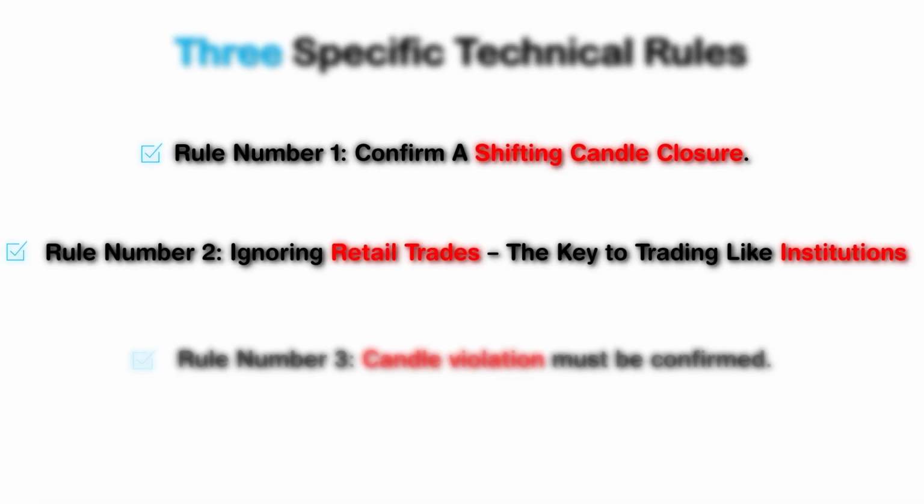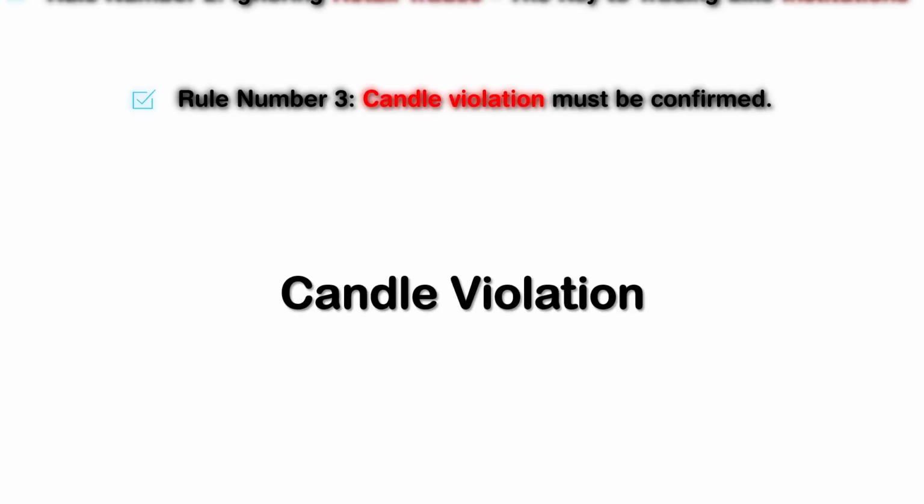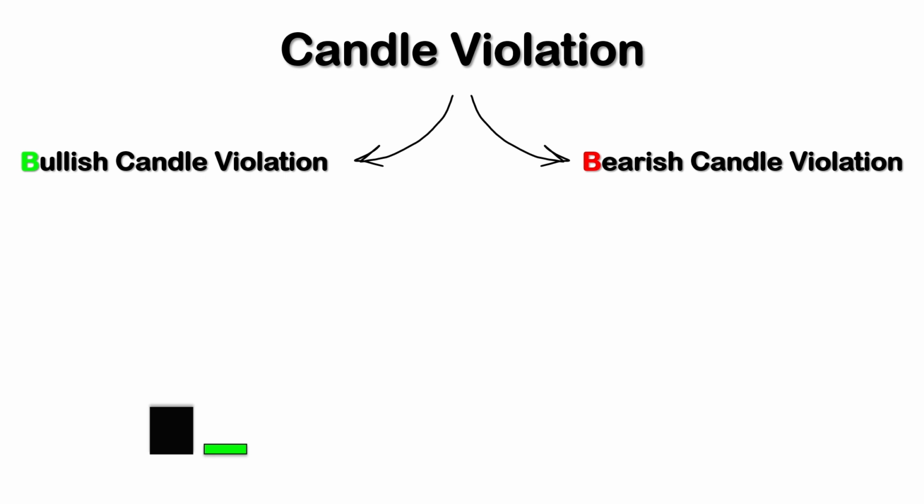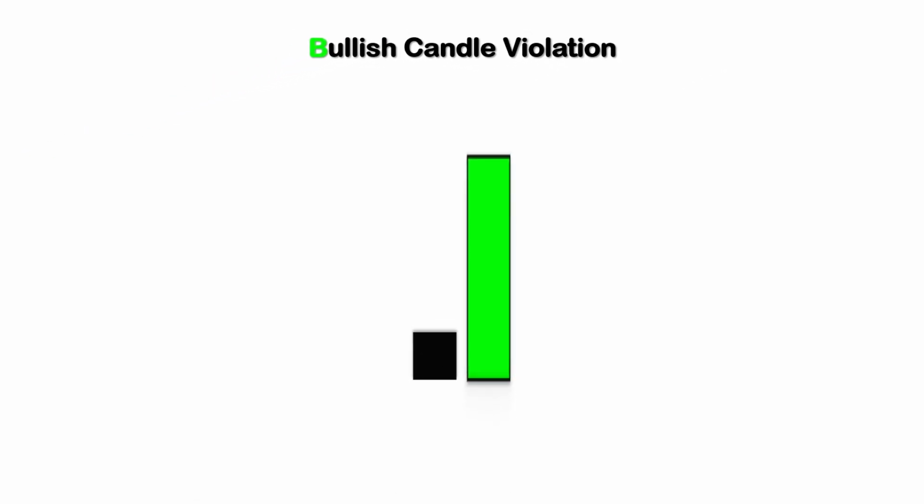Rule number 3: candle violation must be confirmed. There are 2 types of candle violations: bullish candle violation and bearish candle violation. Bullish candle violation occurs when the price trades the whole body of a bearish candle, decisively moves beyond its high, and closes there, signaling a potential momentum shift.